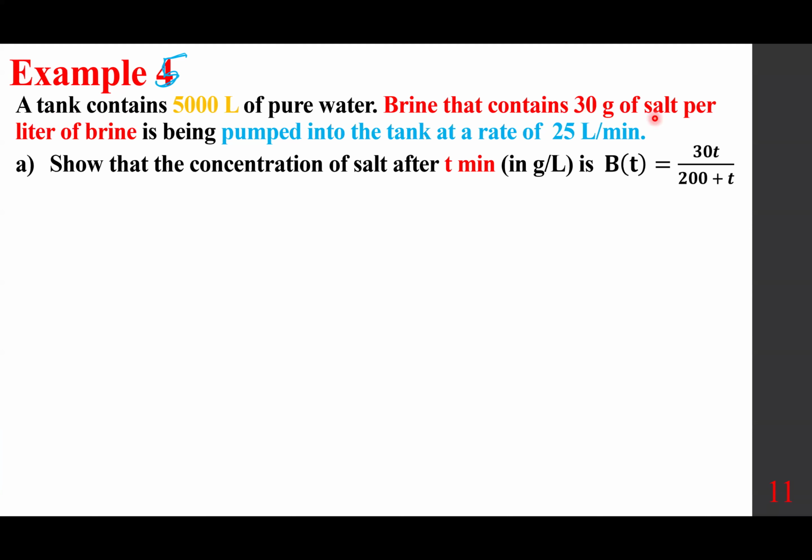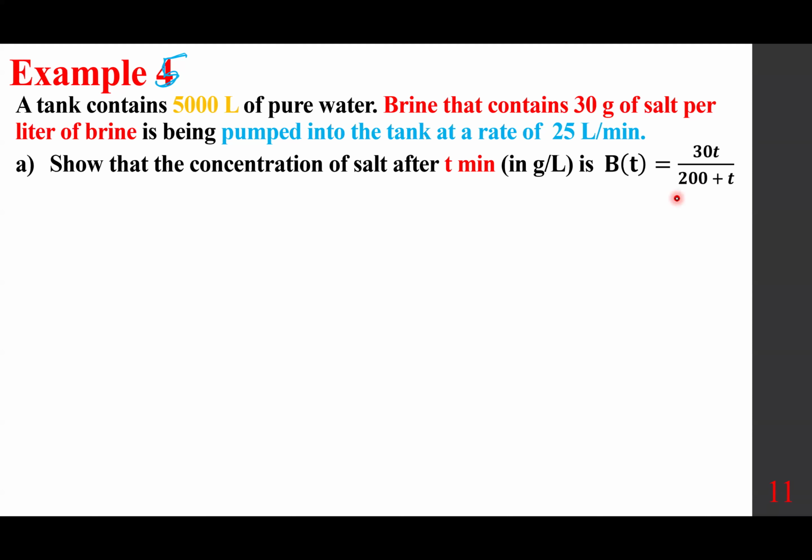Brine that contains 30 grams of salt per liter of brine is being pumped into the tank at a rate of 25 liters per minute. Show that the concentration of salt after t minutes in grams per liter is B of t equals 30t over 200 plus t. So what they want us to show is if this algebra is correct, we want to go over that and prove the algebra for that, which has got nothing to do with calculus. It should be fairly simple.